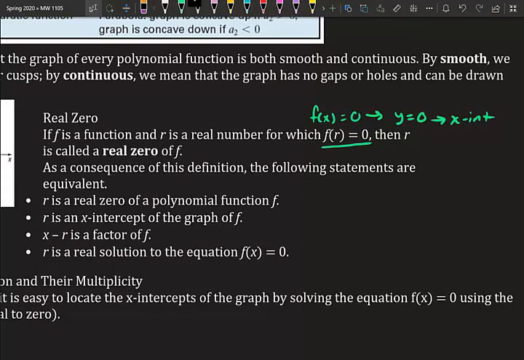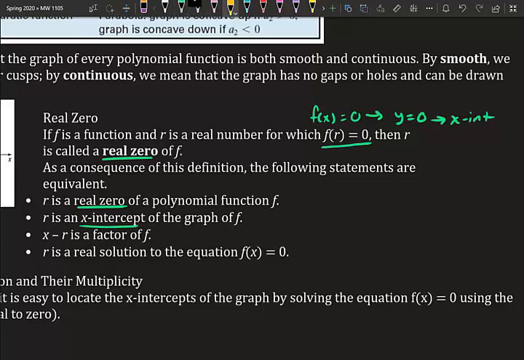As a consequence of this definition, the following statements are equivalent, meaning because we know this, we can guarantee this bit of information. r is a real zero of the polynomial function f, r is an x-intercept of the graph of f, x minus r is a factor of f, r is the real solution to the equation f of x equals 0. So remember, real zeros, all we're talking about is x-intercepts. That's it.